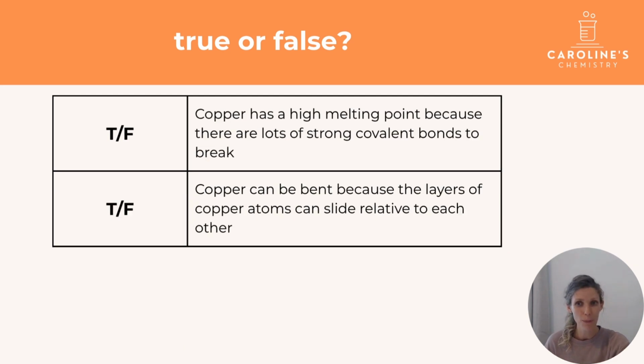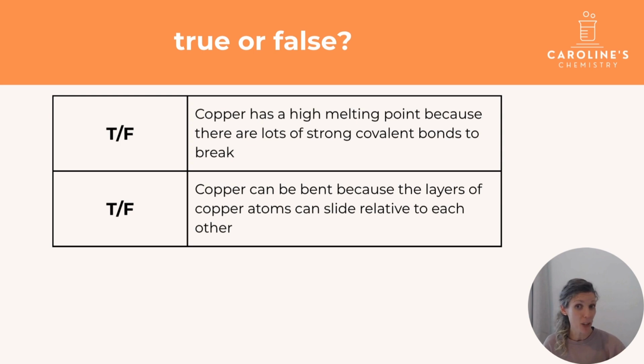Next one: copper has a high melting point because there are lots of strong covalent bonds to break. True or false? That one is false. There are no covalent bonds in metallic substances. The metallic bonding is that strong attraction between the positive metal ions and delocalized outer shell electrons. So that word covalent bond should be a flashing warning red light going off in your head that it is not correct.